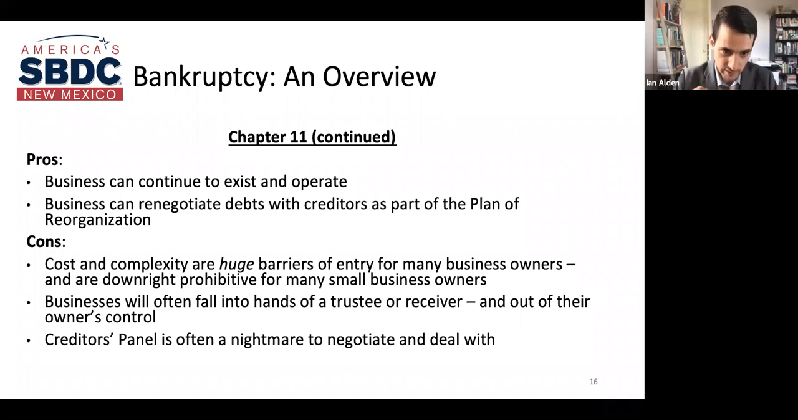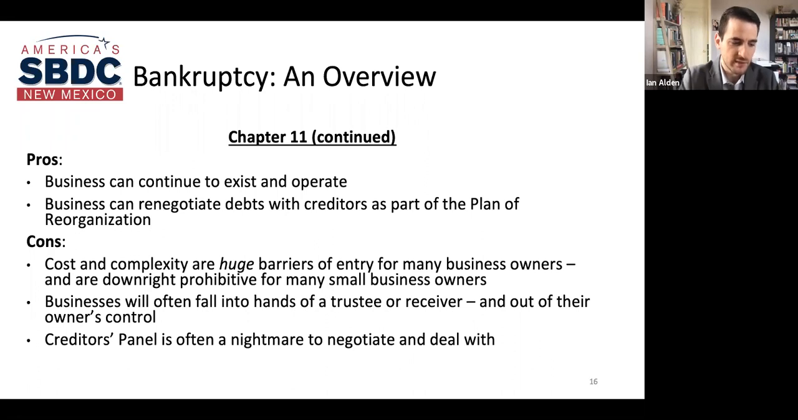year in trustee fees. The debtor also typically has to pay the expenses of the creditors committee. The debtor has to pay their own attorneys. The debtor has to pay the filing fees for chapter 11, which are quite high. And then of course the debtor ultimately has to pay what it's obligated to under the plan of reorganization. So chapter 11 is very expensive. It's also very complicated, which is why a lot of small businesses just can't navigate it. It's expensive, it's time consuming, it's complicated.